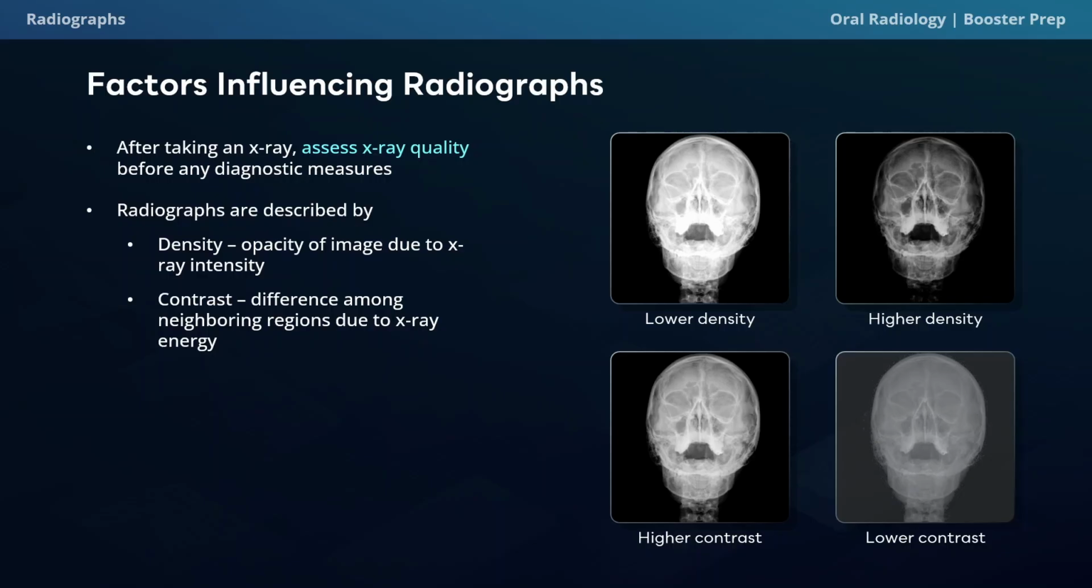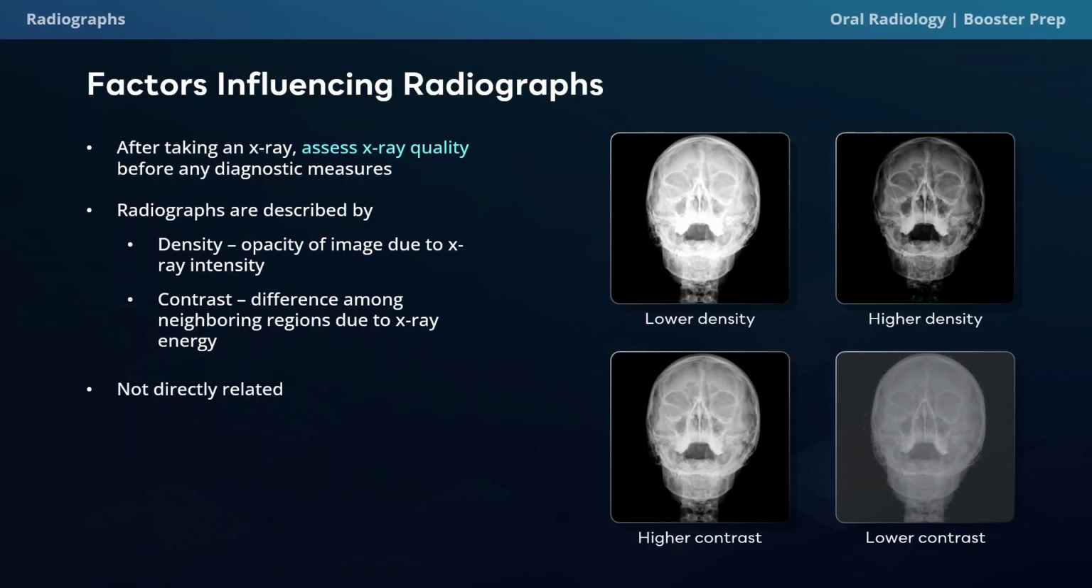Now here's the catch. Density and contrast don't always go hand in hand. Changing one doesn't necessarily mean the other will change too. If we take a look at the examples on the right, up top you'll see one image with lower density and then one with higher density. Do you see how the overall opacity shifts? And then down below we've got two images showing high contrast versus low contrast. Do you notice how the details pop differently in each image? These differences really matter when we're trying to make accurate diagnoses.